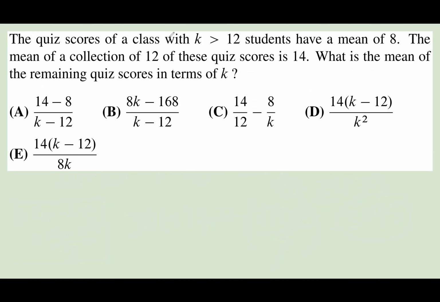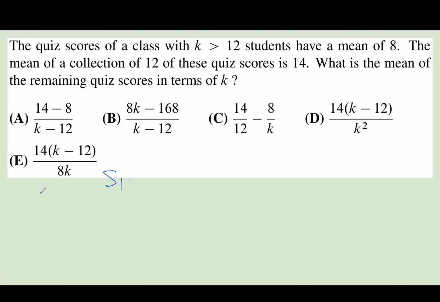Okay. So here's how I thought about this. Let's think about the mean of the entire class. How would I calculate the mean score of the entire class? Well, I would take the sum of the K scores, which I'm going to call S sub K, and divide by K, and that should give me 8, because the average of the K scores is 8. But this basically means that S sub K equals 8K.